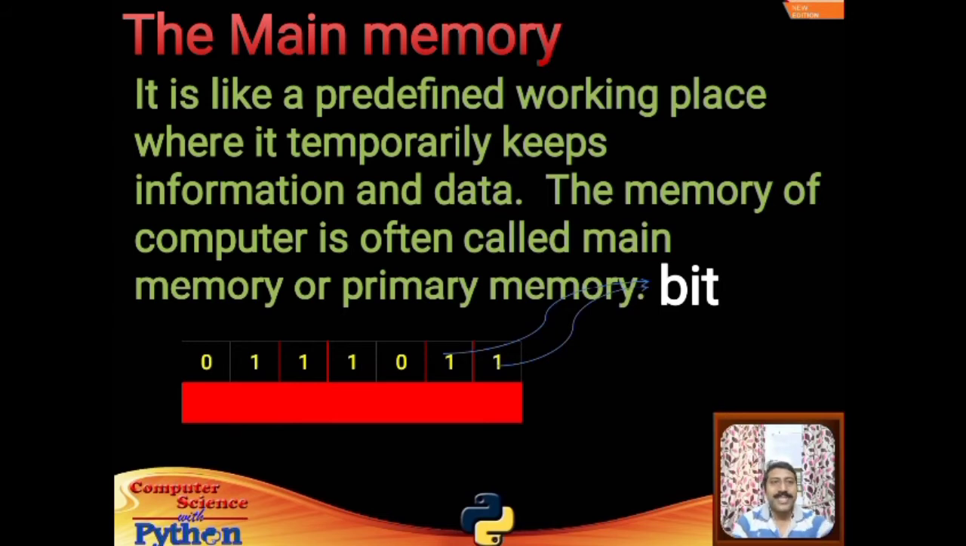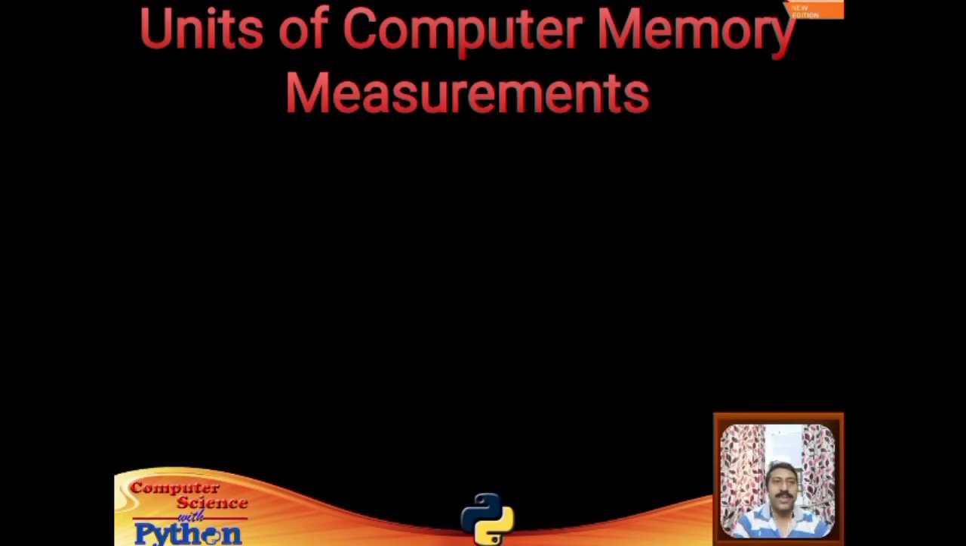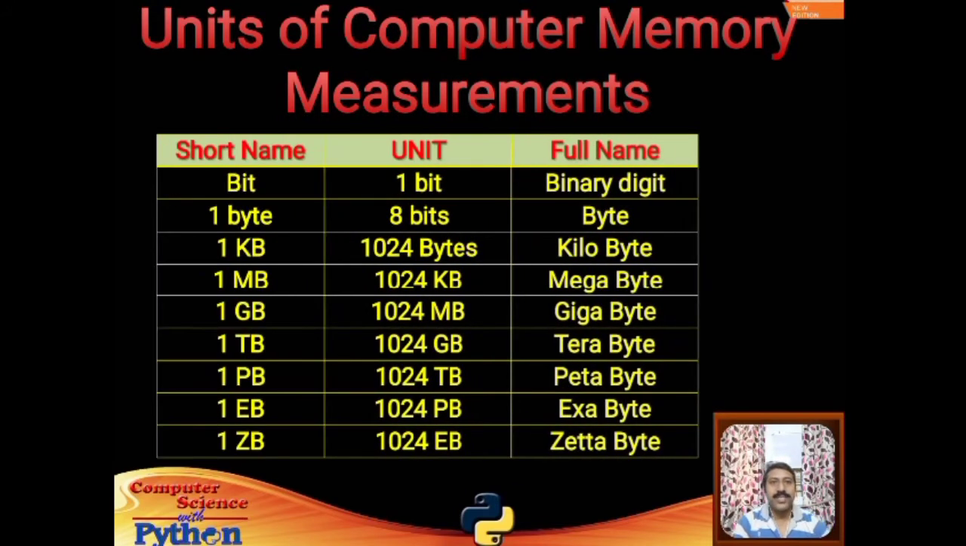Now we'll discuss the units of computer memory. What are the various units? You see, these are the units. Bit, 0 and 1, is the binary digit. 1 byte equals 8 bits. 1 kilobyte equals 1024 bytes. This 1024 can also be represented as 2 to the power 10, because 1024 equals 2 to the power 10. 1 MB equals 1024 KB, or 2 to the power 10 KB, where KB means kilobyte. 1 GB equals 1024 MB.